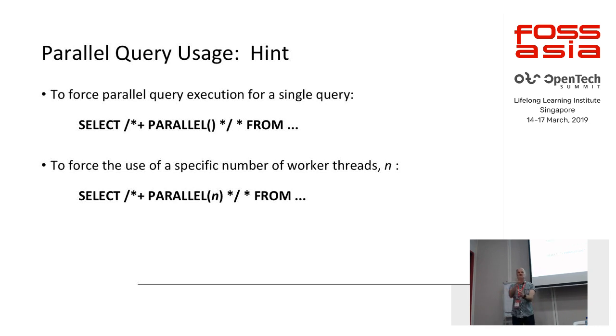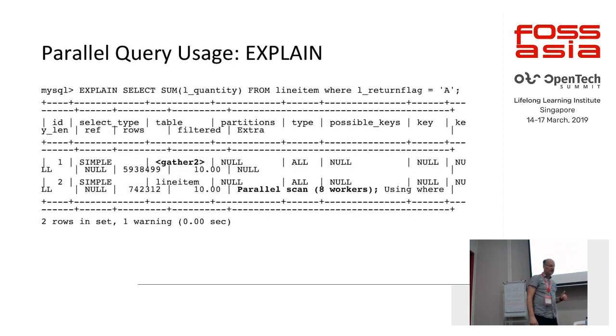execution. For example, putting a small table first. So you can use hints also to change the join order, for example, to something that's better for parallel execution. But the goal in the future is to be able to produce plans that are better suited for parallel execution. If you want to know whether a parallel scan will be used for a query, you can use explain, and it will actually say how many workers it plans to use.